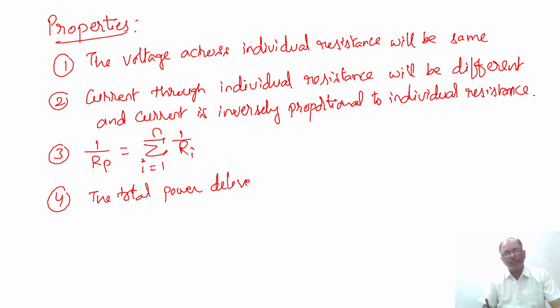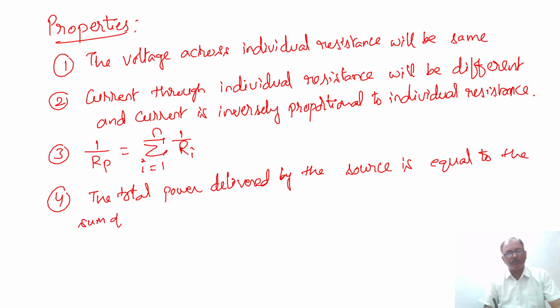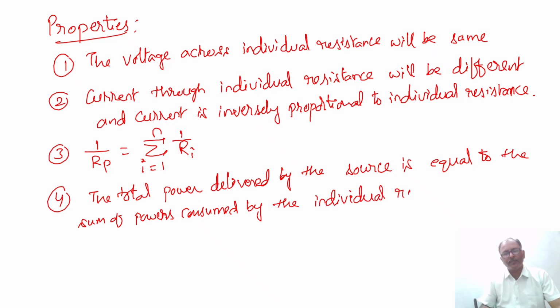Next, the total power delivered by the source is equal to the sum of powers consumed by the individual resistors in the circuit. So these are the characteristics of a parallel circuit.